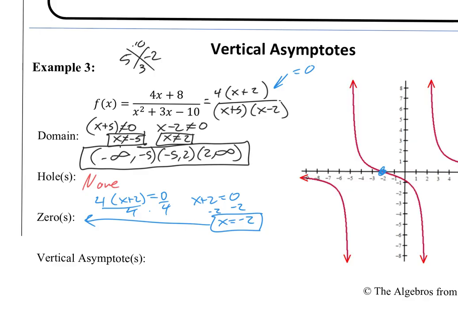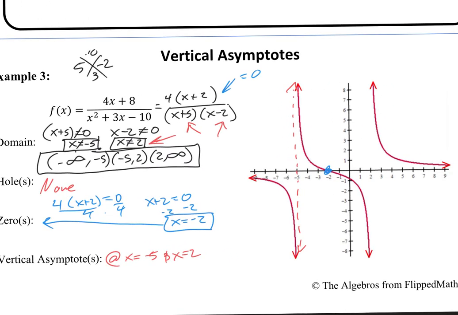Now, what about vertical asymptotes? Vertical asymptotes are the zeros here that we found, or I should say the restrictions to the domain that we found. So the vertical asymptotes are going to be at x equals -5 and x equals 2. And you can kind of see that visually here if I sketch in this graph. Here's where x is -5, and let me just zoom in over here. And here's where x is +2.